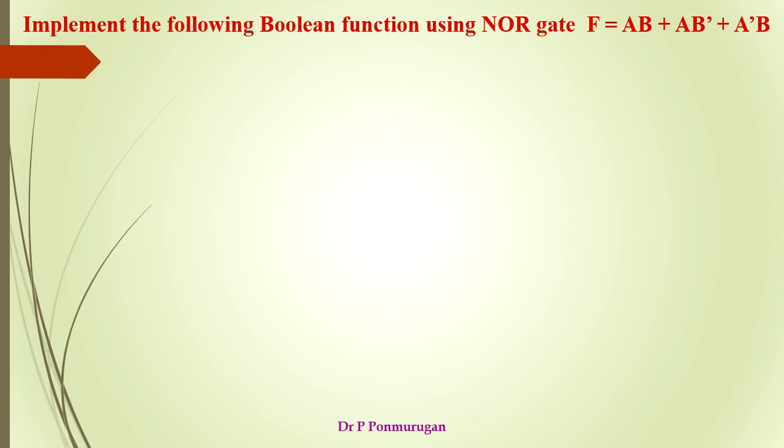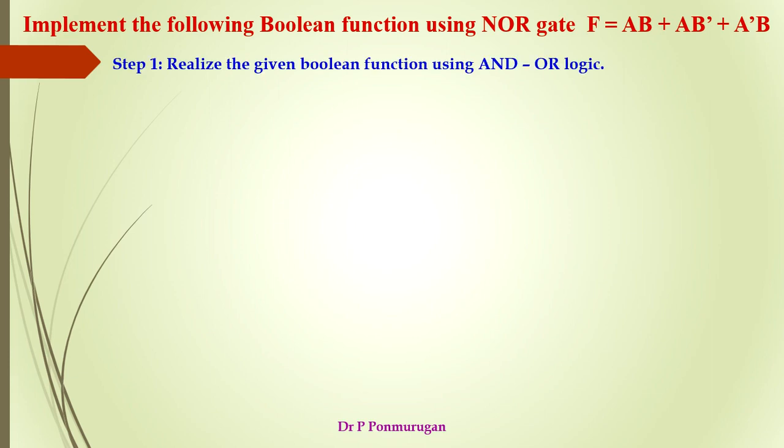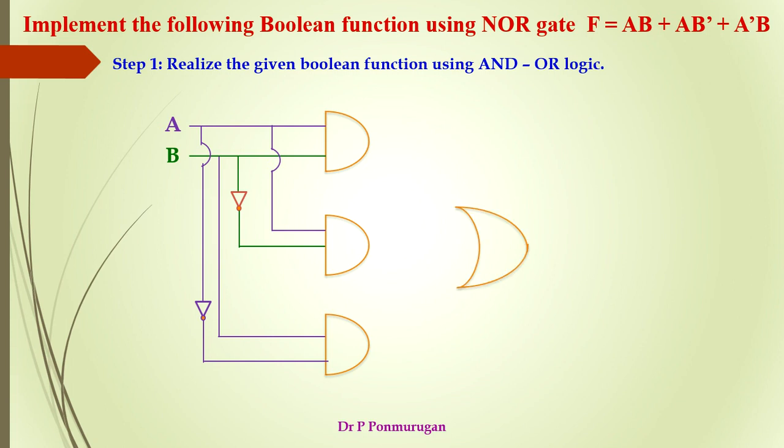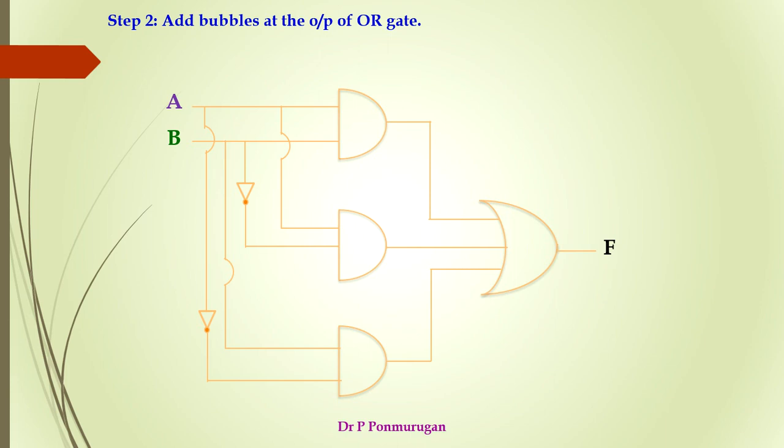Let's see a problem. Let's have the same problem with F equal to AB plus AB bar plus A bar B. This has to be realized using a NOR gate. So the first step is realize the given function using AND OR logic. As we have seen, we have 3 AND gates. The first AND gate has to be implemented like this with A and B as inputs, and the second one with A and B bar as inputs, and the third one with A bar and B as inputs. So these outputs of AND gates have to be fed as input for the OR gate, and the final output will be F.